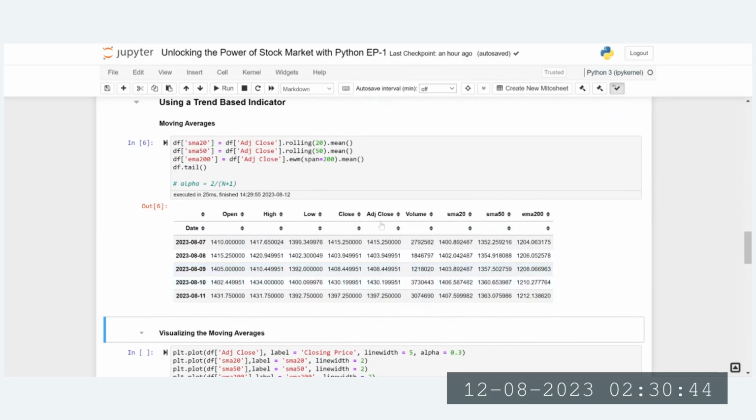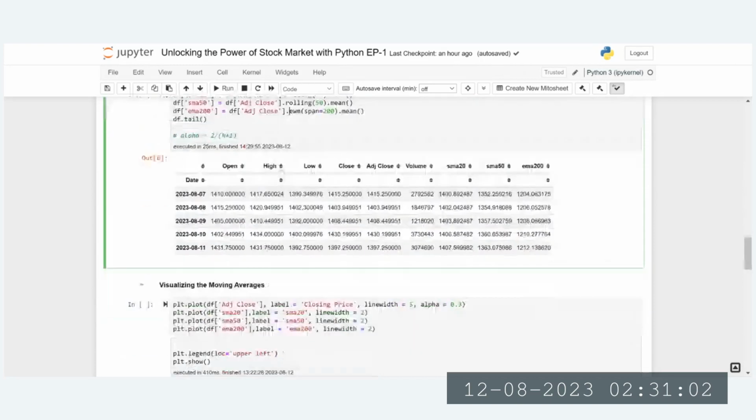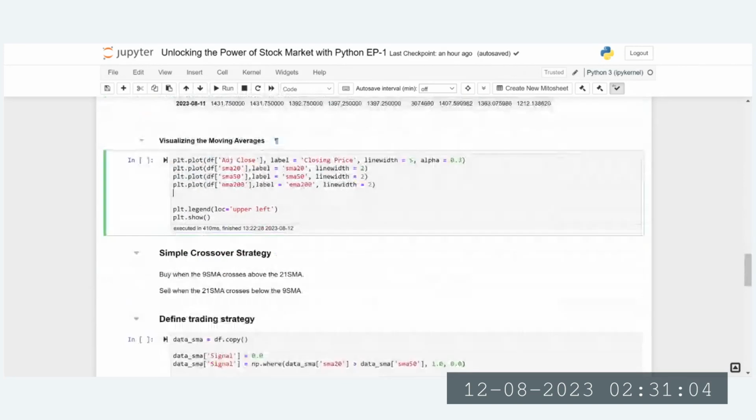So the time frames that we decide for moving averages also differ based on your trading aptitude. If you're a short-term trader, you will select a shorter moving average window. If you're a long-term trader, maybe you will select a longer moving average window. So once these are generated, let's go ahead and visualize them.